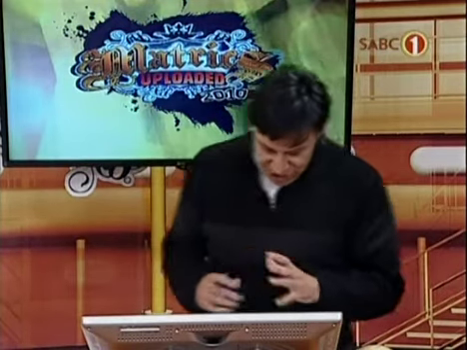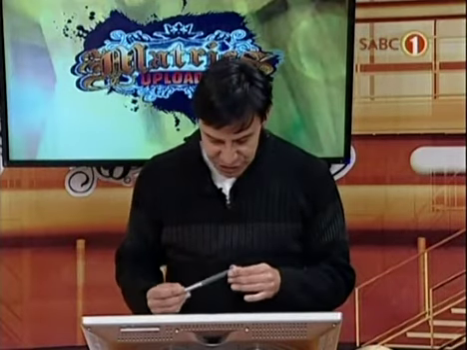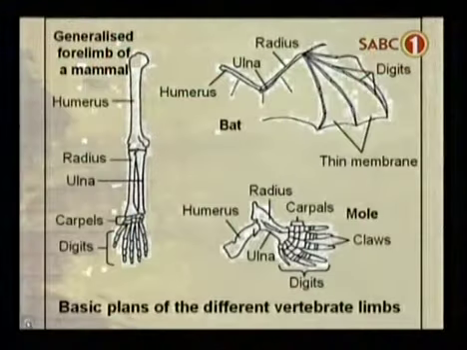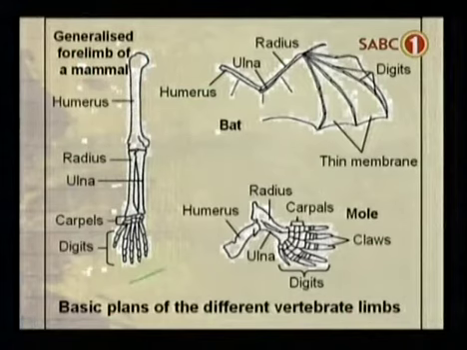So if we are dealing with common structures in terms of bones, we would say that these organisms might be related. If, on the other hand, we look at analogous structures, that would mean they're not related. Let me deal with homologous first, and then we'll come to the analogous in a moment. So this question over here shows us the basic plans of different vertebrate limbs. We can see we have the generalized forearm of the mammal over there. We have the bat, which is, of course, designed to form a wing. And there we have the forearm, of course, of the mole.